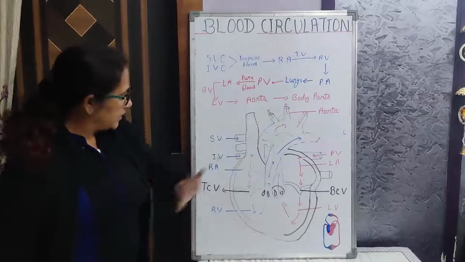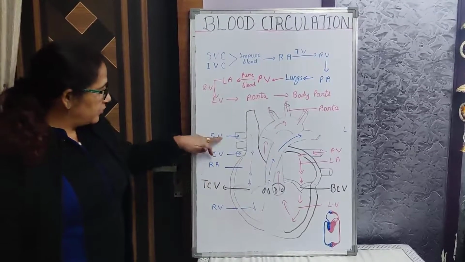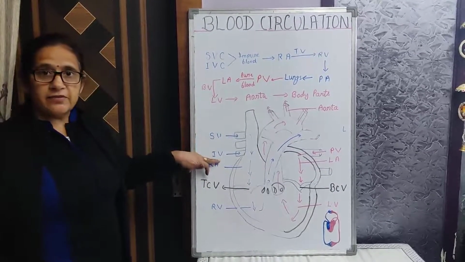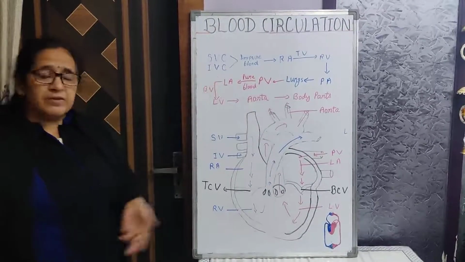And this is the aorta. This is the vena cava. And the vena cava has two parts. This is the superior vena cava, and this is the inferior vena cava. Then we'll talk about the veins.